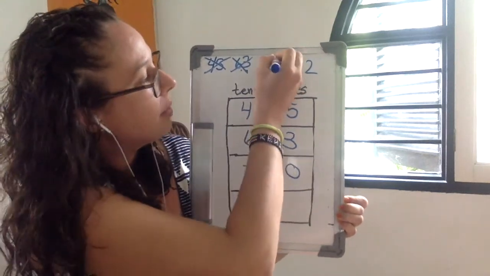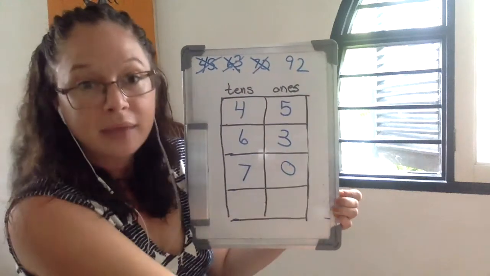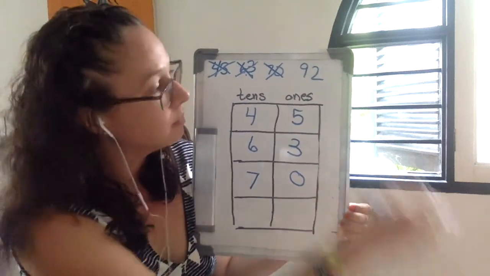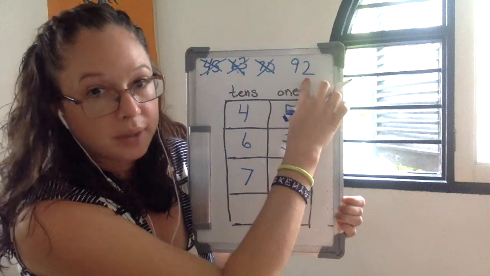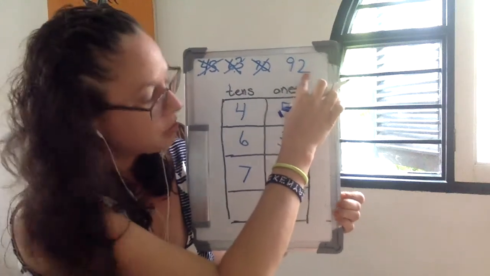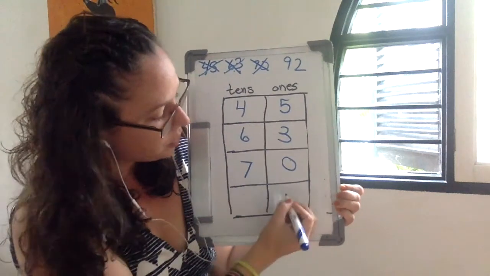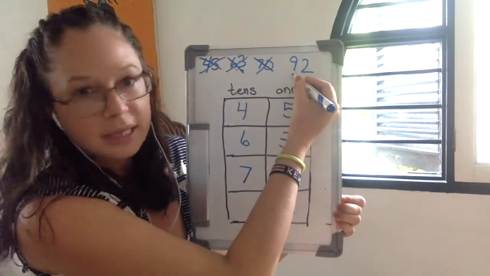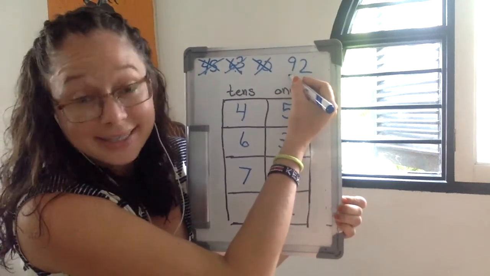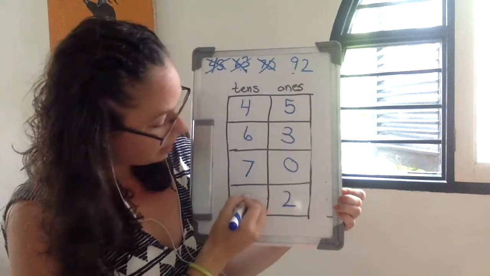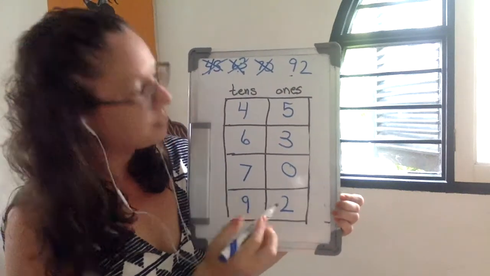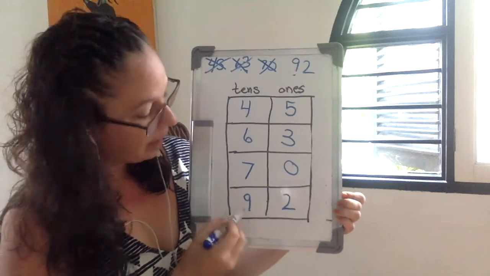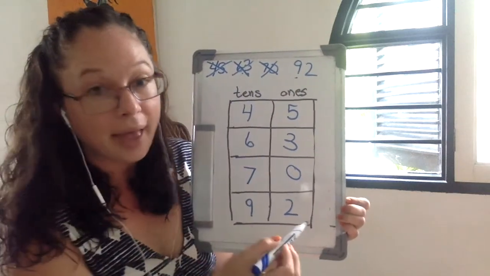Our last number for now is 92. First we'll check the ones column. We see that that's a 2. So we'll put a 2 in the ones column. Then we'll check the tens column. We can see that that's a 9. So we'll put a 9 in the tens column. So 92 has 9 tens and 2 ones.